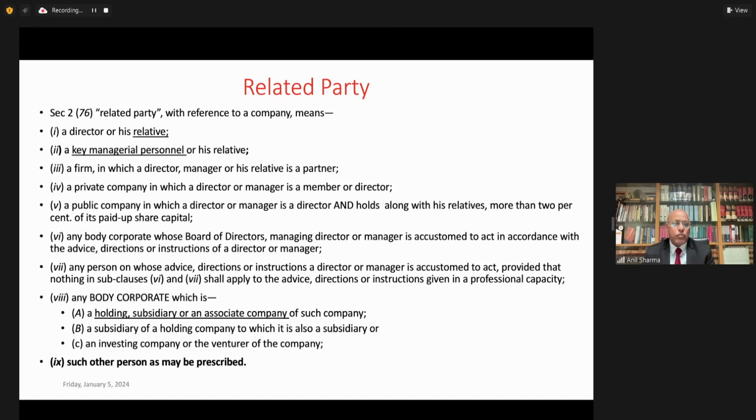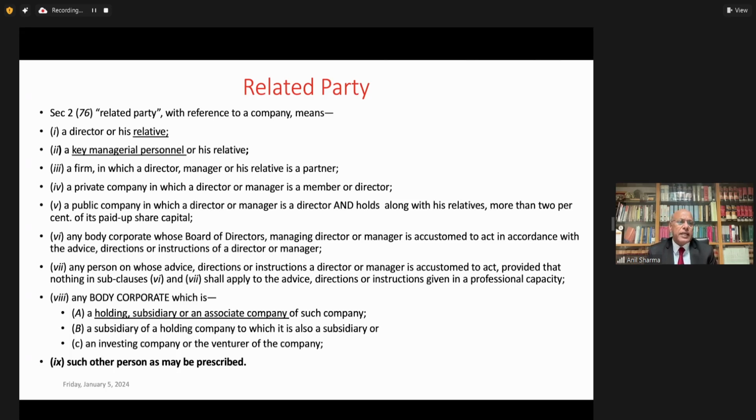And in fact, I would give a lot of stress on these two terms, where we say "is accustomed to act". And then in the case of a body corporate, which is a holding, subsidiary or an associate company, a subsidiary of a holding company which is also a subsidiary, an investment company or a venturer of the company. These are all terms which, when you look at the definition of holding company, subsidiary company, associate company, or joint venture, are very well defined. Some of them I'm going to also discuss with you.